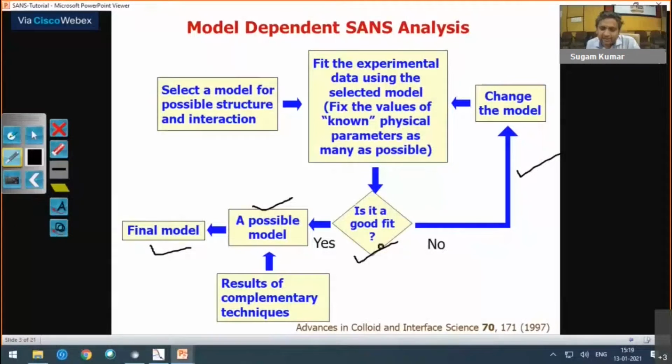While optimizing the parameters of the model, one has to do reduced chi-square fitting. So get the least reduced chi-square for the best parameters.